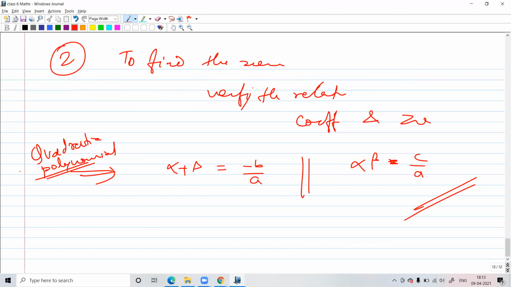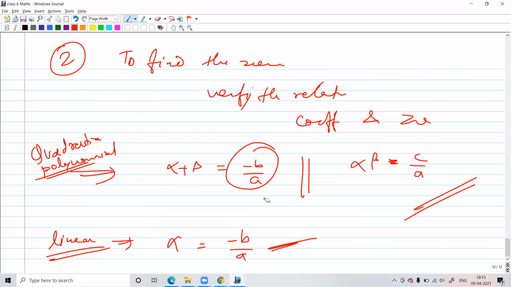For linear polynomial, what was the relation? There was only one zero, right? Alpha, that was equal to minus b by a, remember, everyone. A linear polynomial has only one zero, so the sum of zeros itself becomes alpha because there is only one zero, and that will still be minus b by a. The formula will be the same. Cubic, I will teach you later. It's very similar to this, but so far this is what we learned.